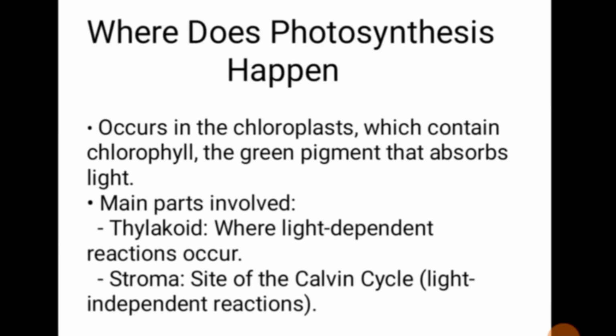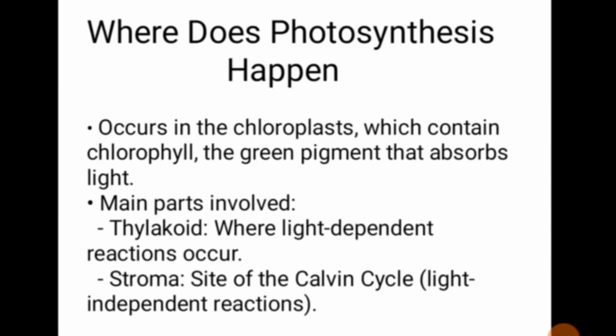Where does photosynthesis happen? It occurs in the chloroplast. As we earlier said, photosynthesis always occurs in the chloroplast. So the chloroplast contains what? The chlorophyll. And the chlorophyll is what? A green pigment. Now this green pigment, the chlorophyll, does not just give color to plants alone, but it also does what? It absorbs sunlight. This sunlight that comes to a plant, it is that green pigment, the chlorophyll, that traps and absorbs that sunlight.